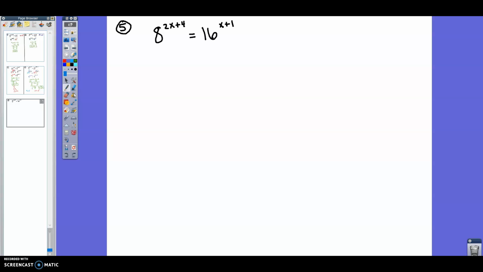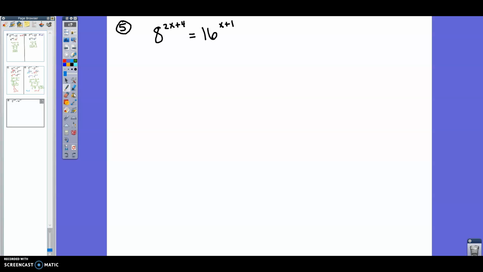Okay, so number 5, the last one, we have 8 raised to the 2x plus 4, and 16 raised to the x plus 1. So kind of similar to how we had to change both bases on number 4, we're going to have to do the same thing here. Because there's no power of 8 that we can raise, well, I should say there's no even power that's easy to get of 8 that we can raise to give us 16.